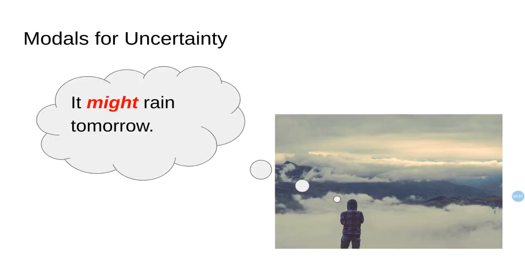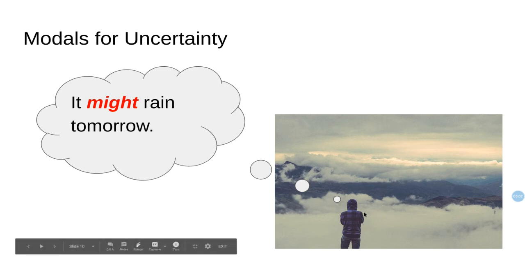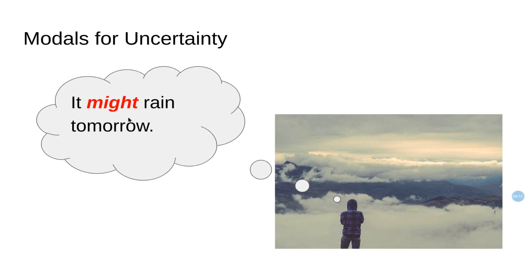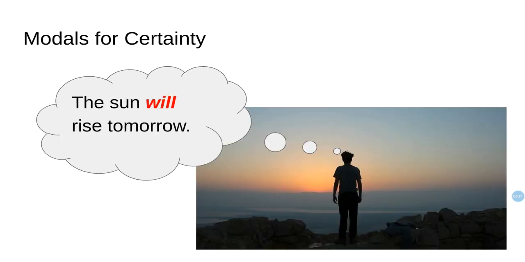Let me give you another example. This man is standing on top of a mountain. He sees many clouds, and he is guessing that it might rain tomorrow. He is not sure. He's just guessing. By comparison, this man knows the sun will rise tomorrow. He knows it. He is 100% certain the sun will rise tomorrow.